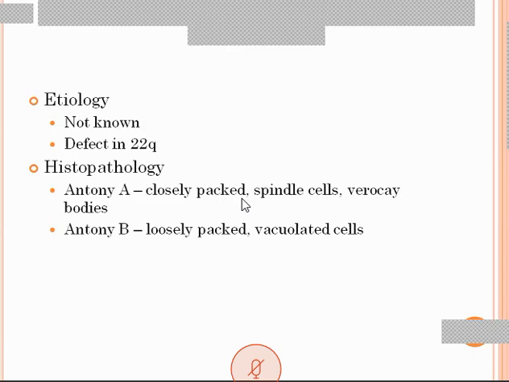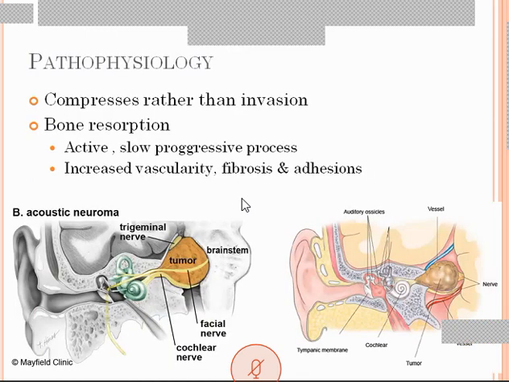And there are two types of histopathology, type A and type B Antoni cells. Type A Antoni cells are closely packed spindle cells, and Verocay bodies are present, whereas type B are loosely packed and vacuolated cells. So pathophysiology is, as I told you, it's a benign tumor. It doesn't invade the surrounding structures, but it causes pressure over the surrounding structures. And even the bone of the external auditory canal is eroded. Moreover, it is called resorption rather than erosion because it is slow progressive erosion because of increased vascularity and fibrosis surrounding the bone structures, but not actual invasion.